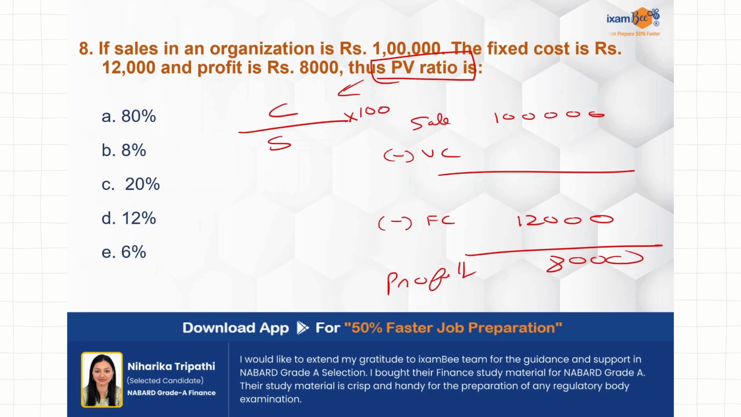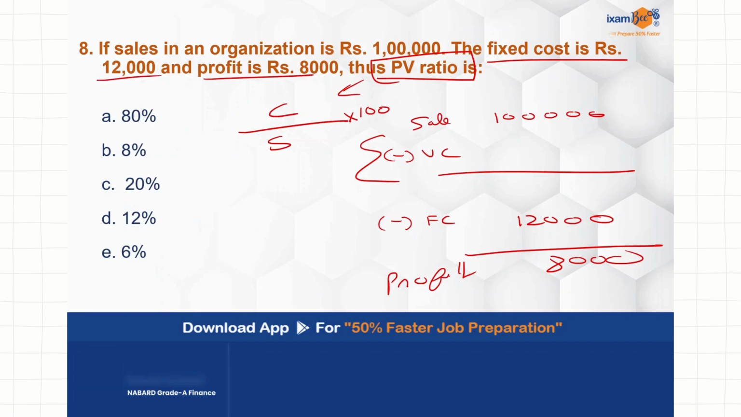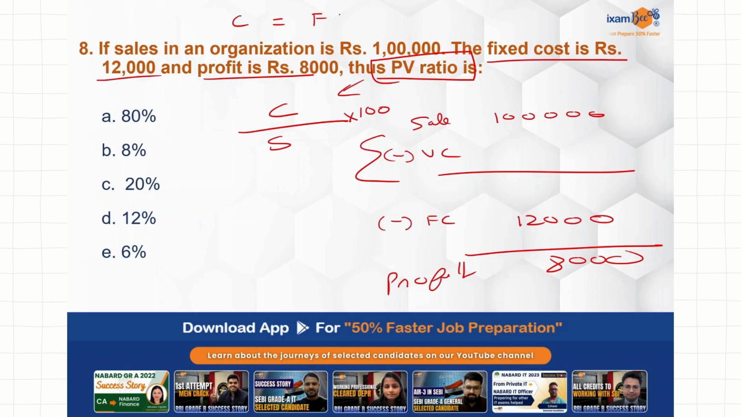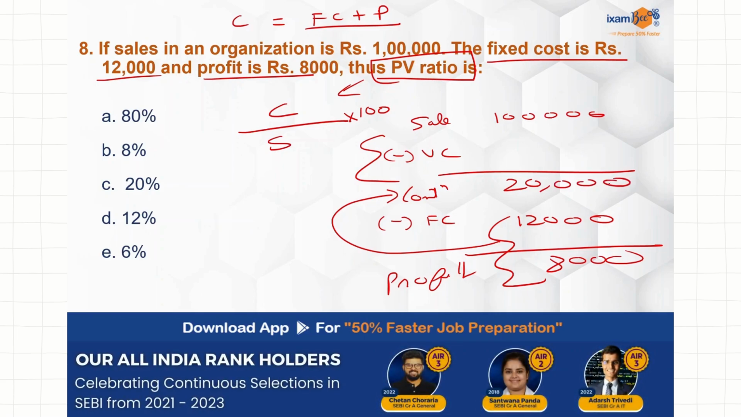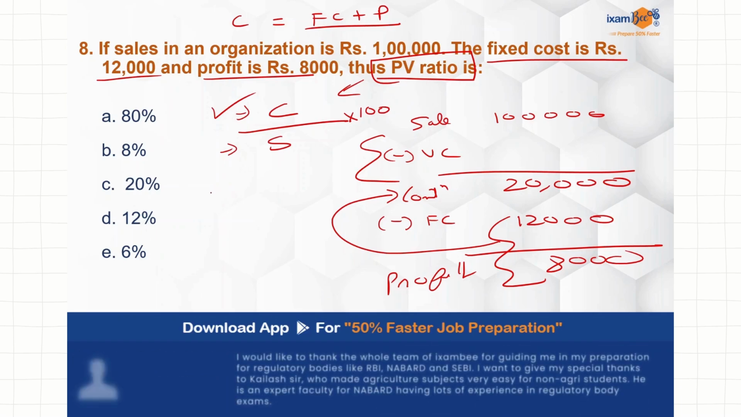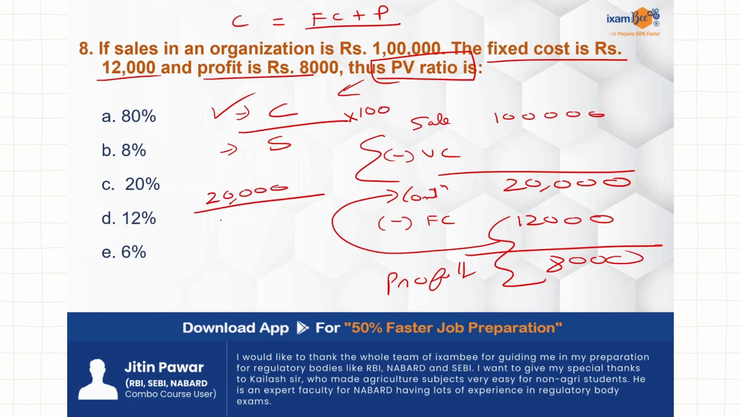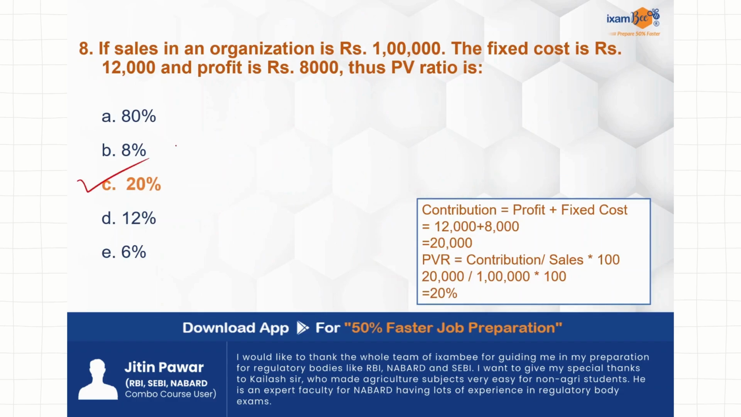Now some of you must be thinking, sir, the variable cost is not given here. So no tension here. We have the fixed cost amount and we have the profit amount. Acha, contribution is nothing but the total of fixed cost plus your profit element, right? So I can easily compute the contribution, which will be 20,000 rupees. So here I don't need the fixed cost amount because in the formula I need contribution. I have calculated it. Sales is already given in the question. So the answer will be 20,000, which is your contribution, divided by sales of 1 lakh into 100. So this is 20%. So the correct answer here is option C.